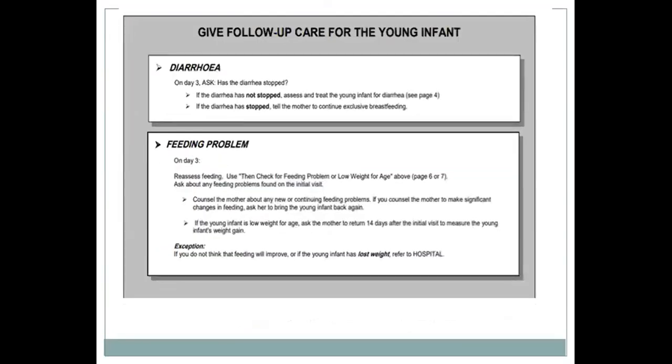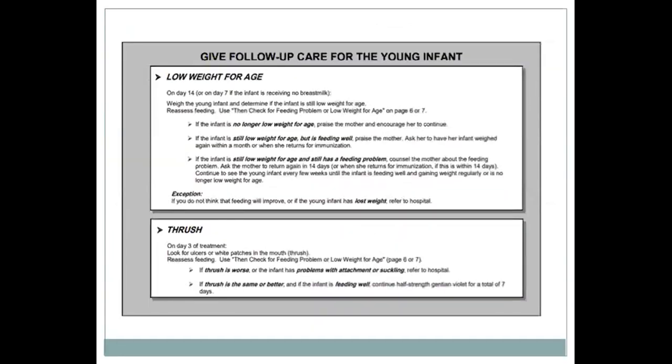Diarrhea: on day 3, check whether the diarrhea has stopped. If diarrhea has not stopped, assess the child. If diarrhea has stopped, advise the mother to continue breastfeeding. Feeding problem: on day 3, reassess the feeding problem and check for low weight for age. Giving follow-up for young infant with low weight for age: if the infant is no longer low weight for age, praise and encourage the mother to continue feeding.